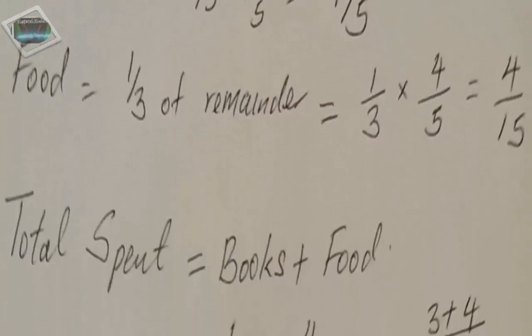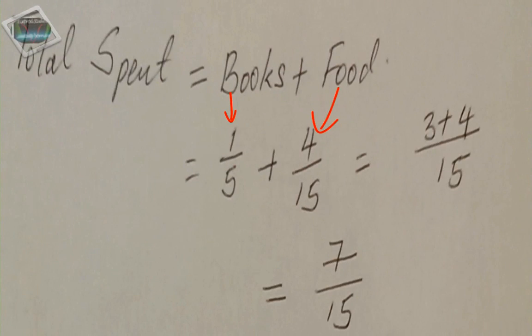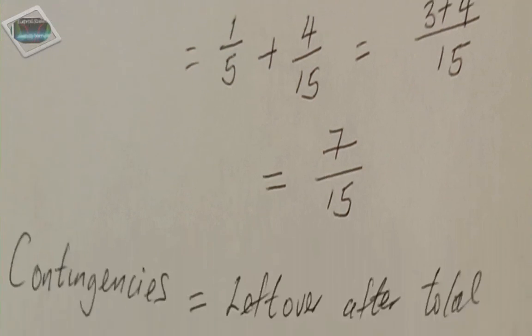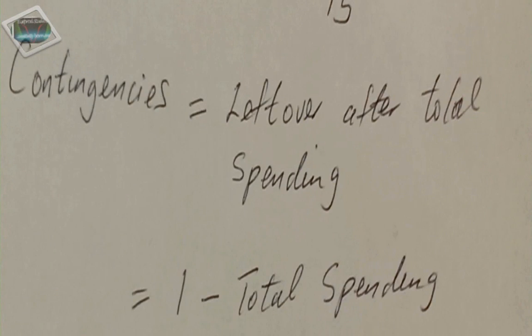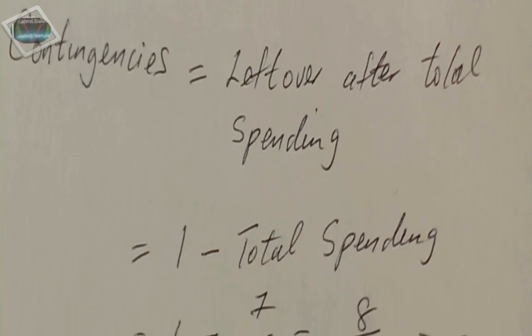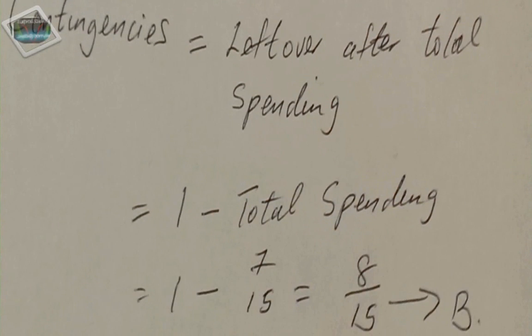Total spent will be equal to amount spent on books plus amount spent on food. That will be 1/5 plus 4 over 15. This is equal to 3 plus 4 over 15, which is 7 over 15. Amount reserved for contingencies will be what is left over after total spending. This will be 1 minus total spending, which is equal to 1 minus 7 over 15, which is 8 over 15. So our answer will be 8 over 15.